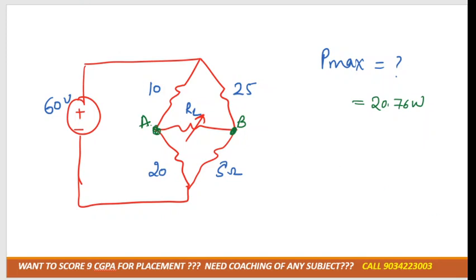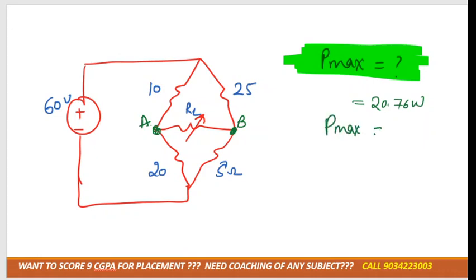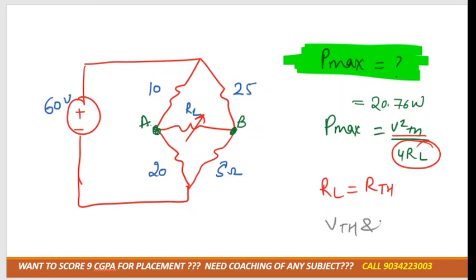ठीक है। ओके, सबसे पहले इसमें क्या निकालना है हमें? Maximum power. We need to calculate maximum power. Maximum power formula we know, maximum power formula is Vth square over 4RL, right? So Vth is the voltage across A and B, and RL is equal to Rth. So we need to calculate only two things according to Thevenin also, that is Vth and Rth, right?